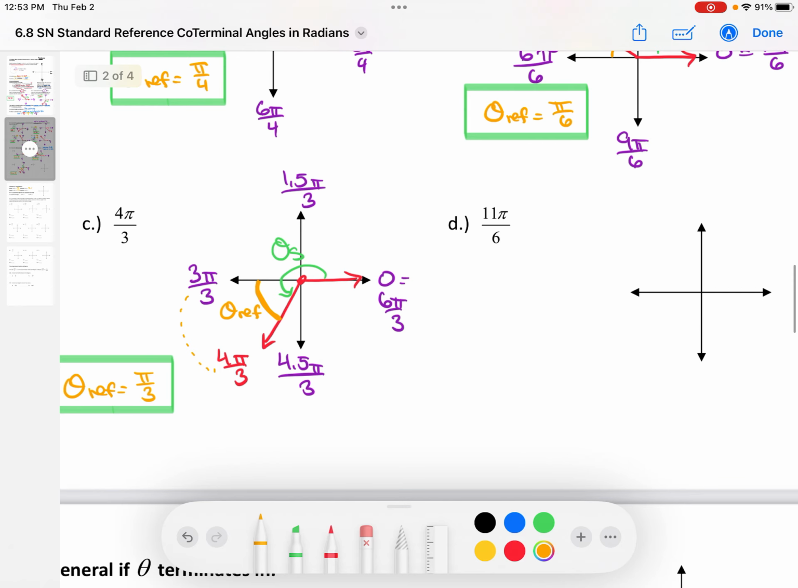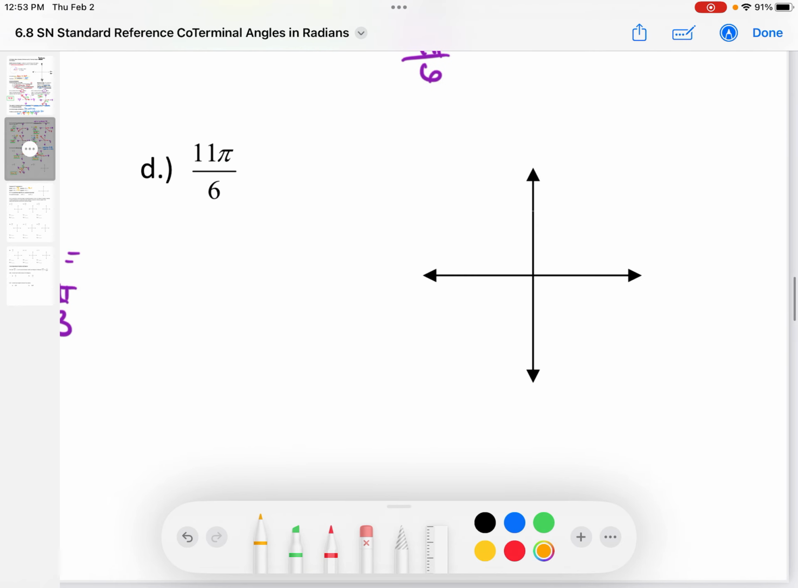Now, let's do D. 11 pi over 6. So we'll number the axis in terms of pi over 6. Here's 0. Here's 6 pi over 6 on the left. Half of 6 is 3, so 3 pi over 6, 6 pi over 6, 9 pi over 6, 12 pi over 6.